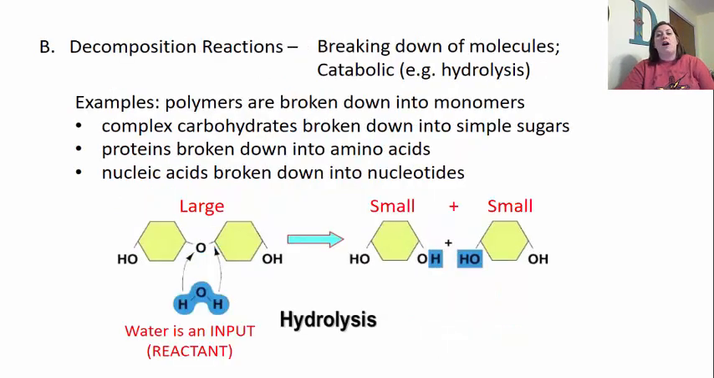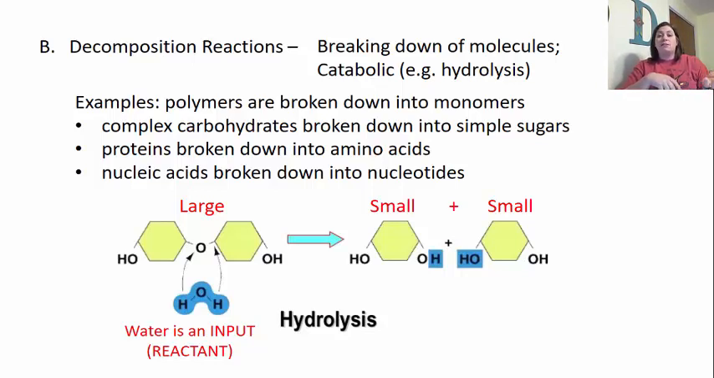Decomposition reactions are the opposite. These are going to be breaking down the molecules. So these are also known as hydrolysis because we're actually going to add water to break the bonds. So hydro is the water, lysis means to break. So this is where you're going to take a more complex type of chemical like a polymer, a many-part structure, and we're going to break it down into its monomers, its smaller parts. So this is the opposite of what we just saw.